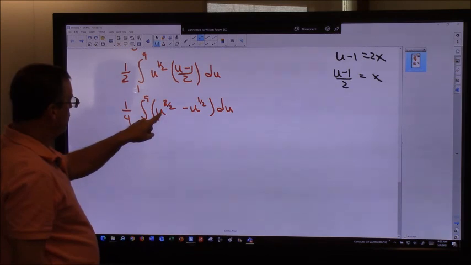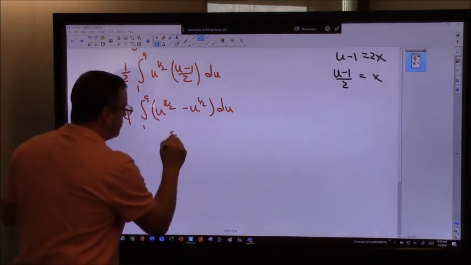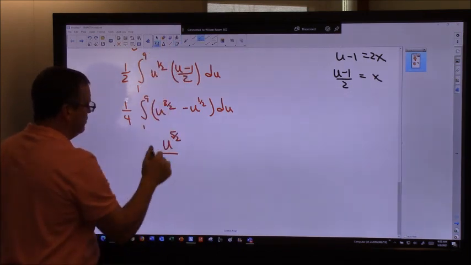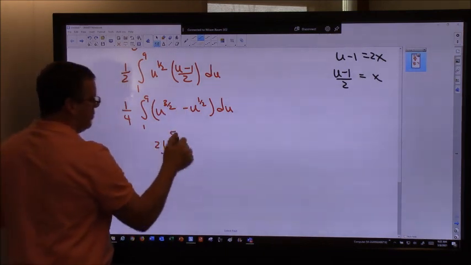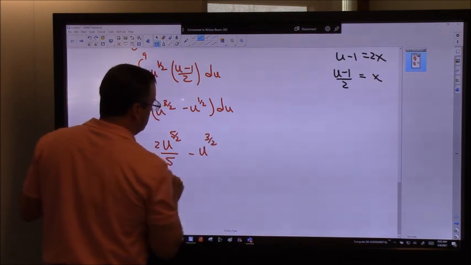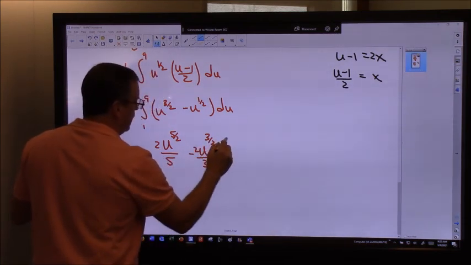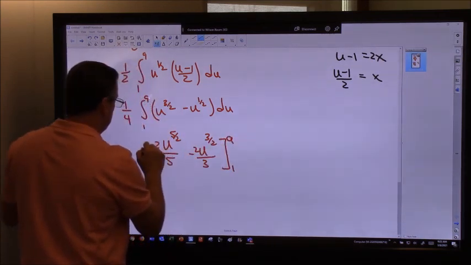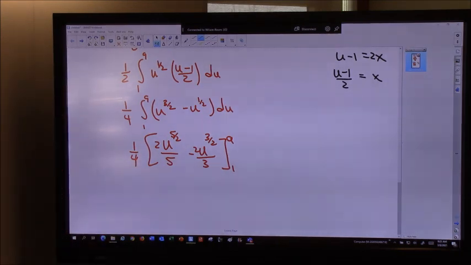So add 1 to the exponent, this will become u to the 5/2. I got to divide by 5/2, which means I'll multiply by the reciprocal. This will become minus u to the 3/2 divided by 3/2, and we're going to evaluate that from 1 to 9. Multiply by 1/4 when we're all done.